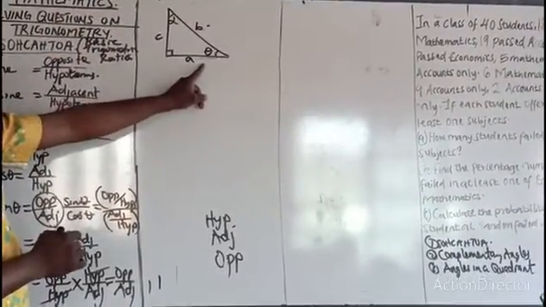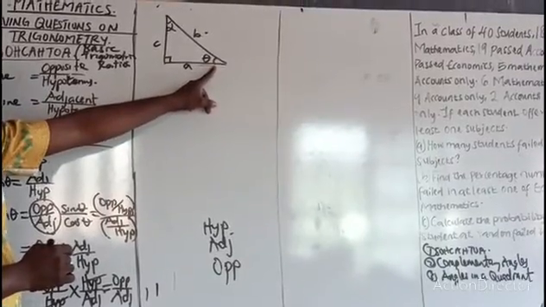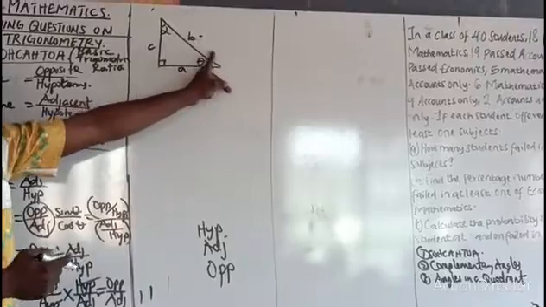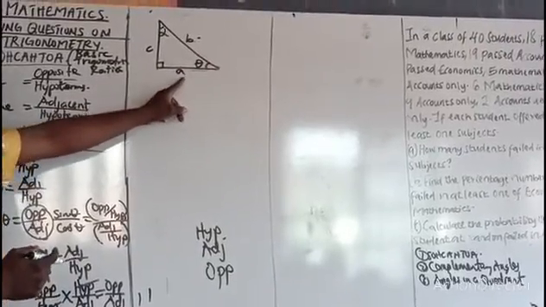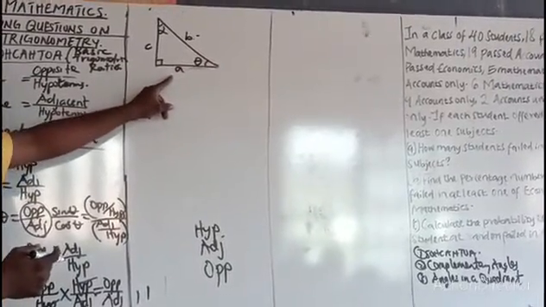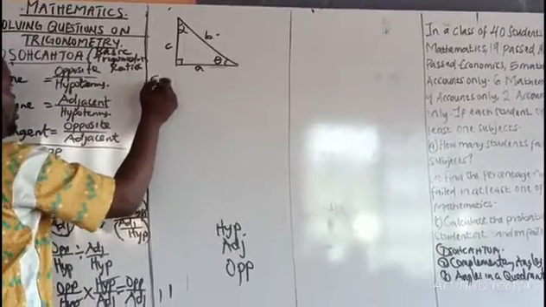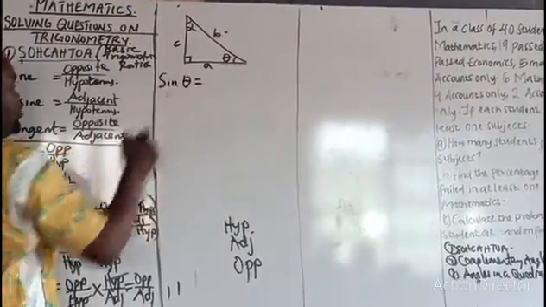What about this one? What's our opposite here? C. B is our hypotenuse. A is our adjacent. That means our opposite is C.